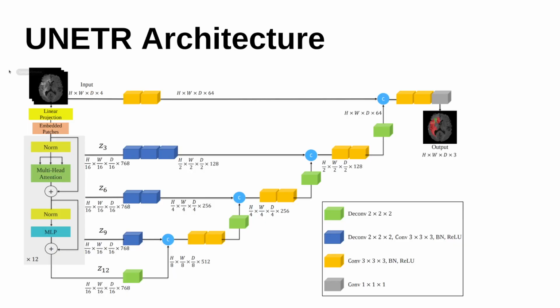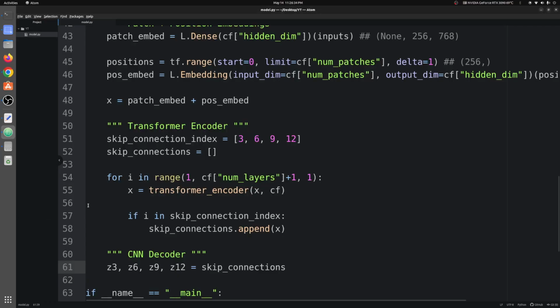Now let's move back to a slide. So now if you see, we have these skip connections, Z3, 6, 9 and 12. And if you see here, the author in this paper is reshaping them to height, width, depth and the number of filters. So we need to ignore this depth part first, and we also need to reshape them to height, width and number of channels. So let's do that first.